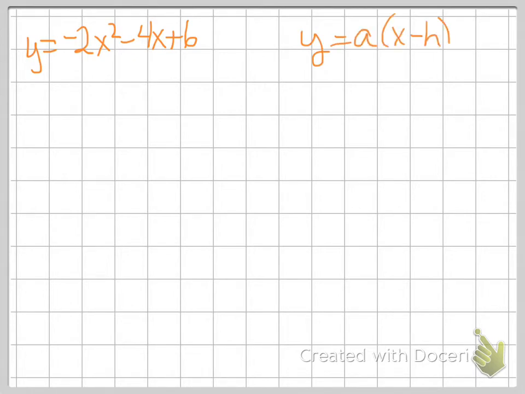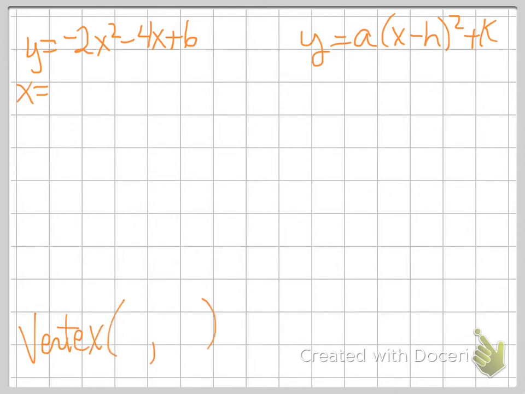Let's do one more. Let's do number 18. So y equals negative 2x squared minus 4x plus 6. Again, y equals a times x minus h squared plus k. Now, find our axis of symmetry for our vertex.